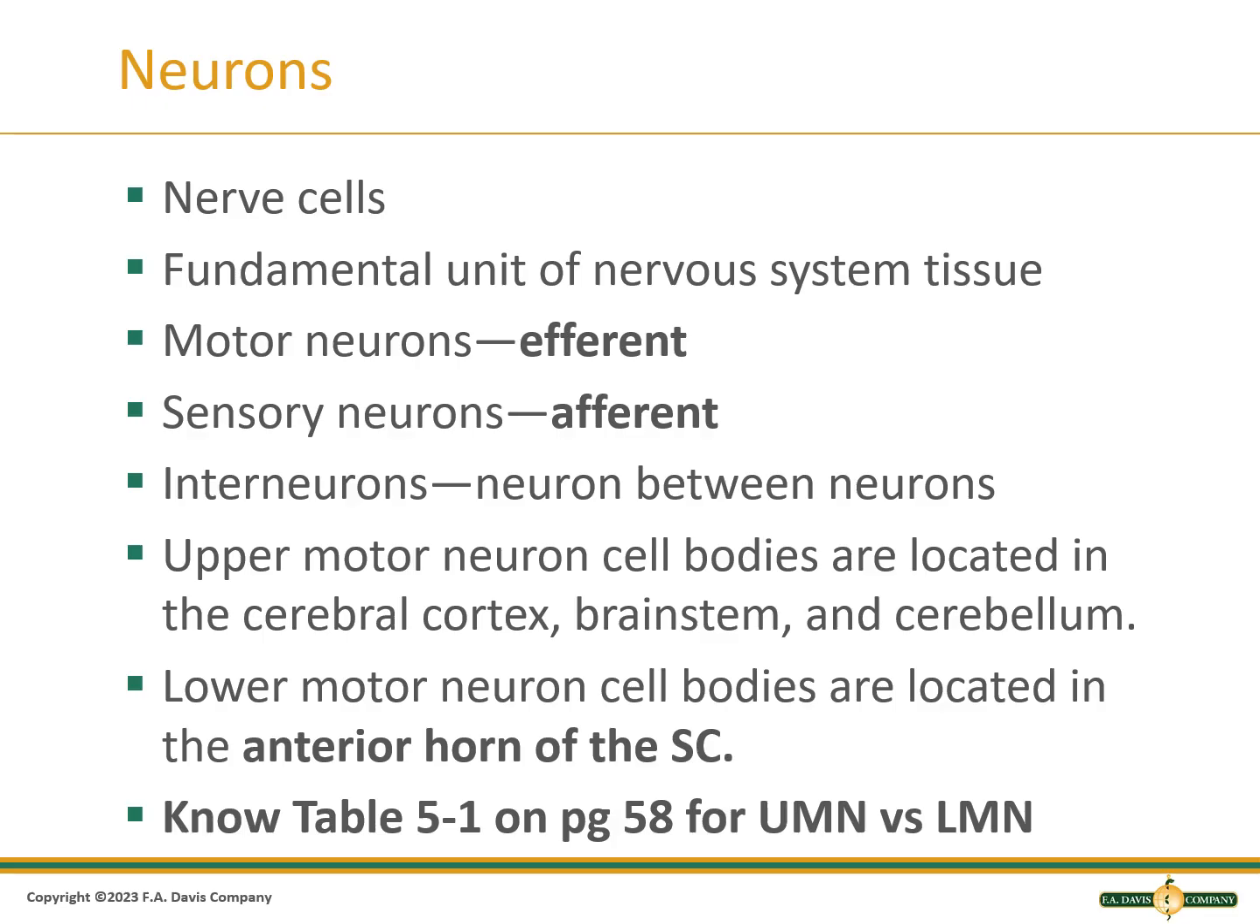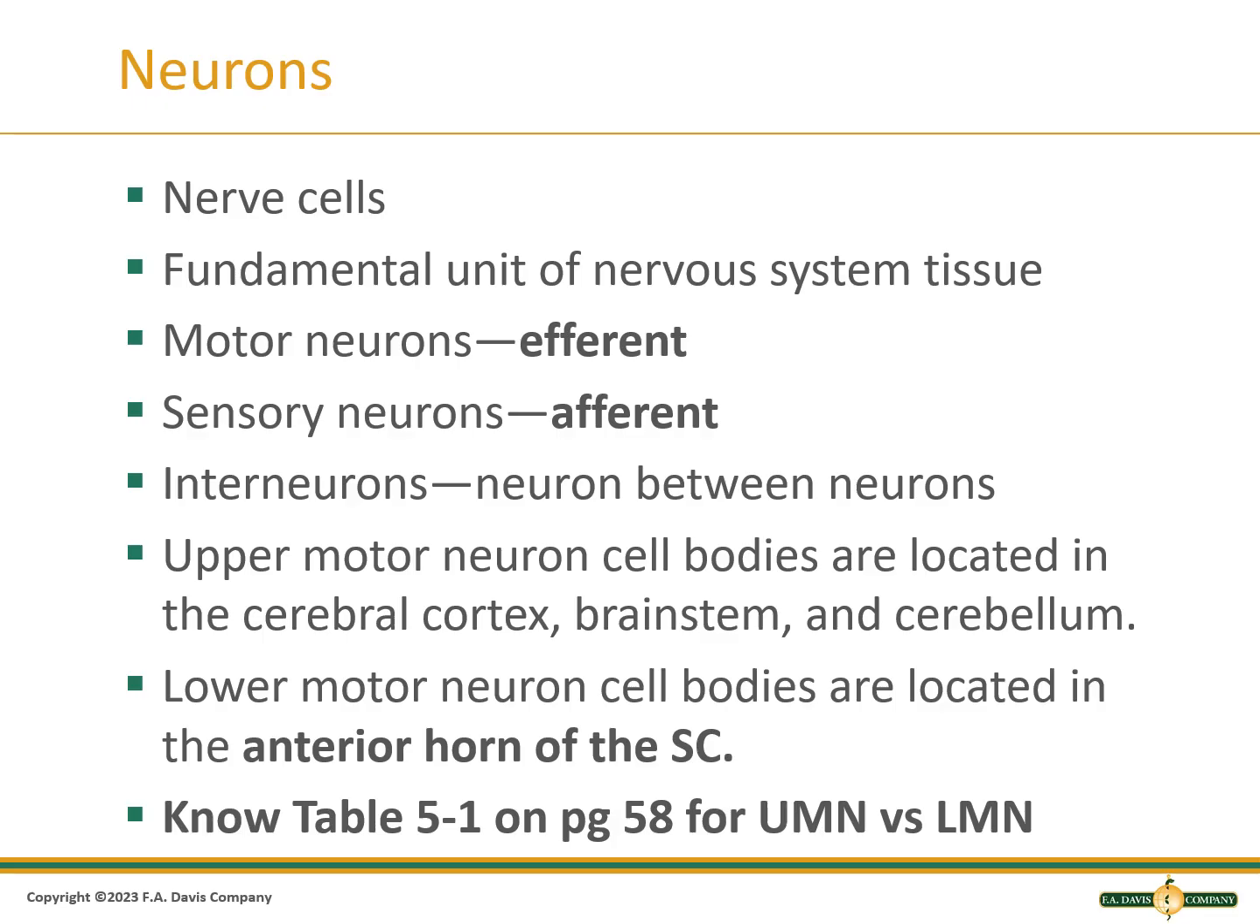Looking back at motor neurons, we have those divided into two groups, and those groups are separated based on where their cell body is located. So upper motor neurons have their cell body in the cerebral cortex, brainstem, or cerebellum. Damage to these neurons results in an increase in motor presentation. So we see hypertonia in the form of spasticity and hyperreflexia.